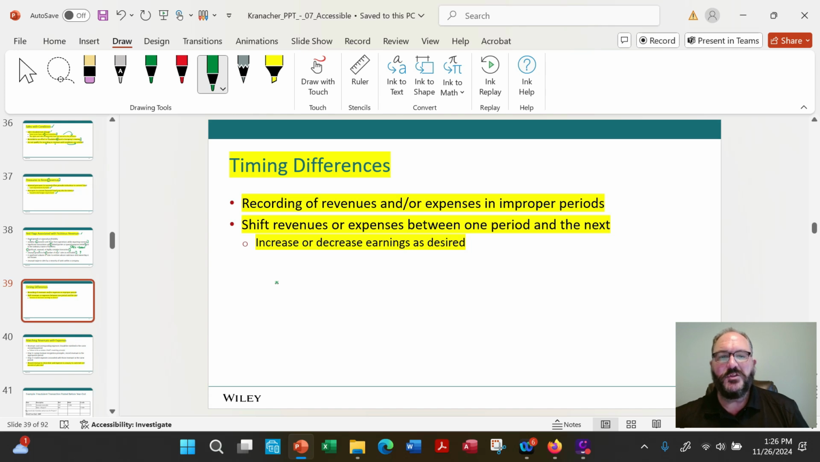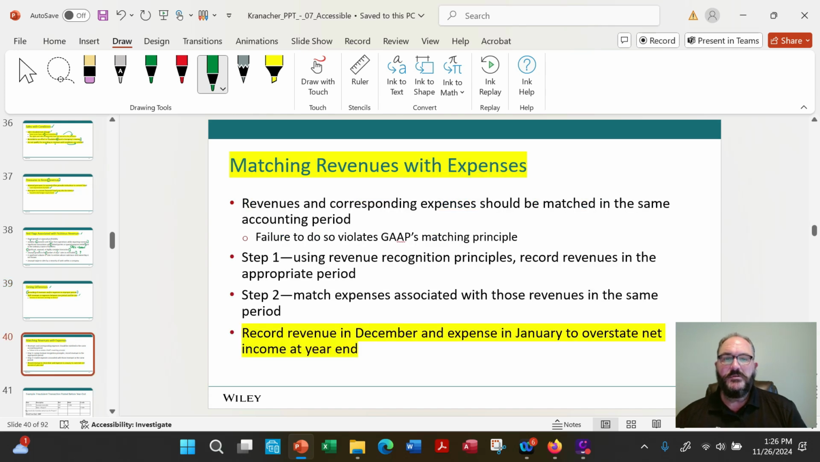Okay. All right. Timing differences, another one, making sure of recording in the proper periods. And by the way, here you're putting it in one period, so it's increasing or decreasing. It's going to increase one period, decrease the other. And then matching the revenues. Here, notice what they say. Record revenue in December and expense in January to overstate net income. The only problem is that only works one time. You know what I mean? And then you're going to have a problem come January. But if you're looking at year-end numbers, this is why folks would do it.